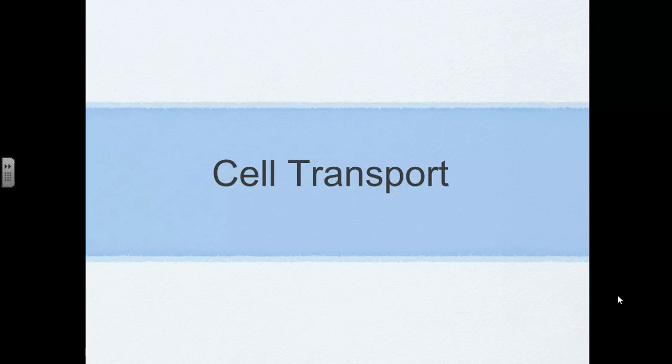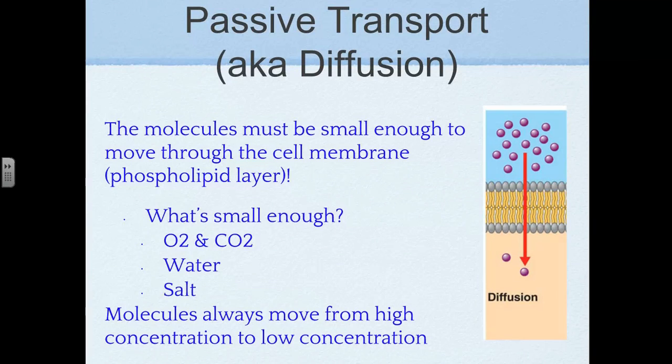Welcome. Today we're going to talk about ways that cells transport materials into and outside of the cell itself. So the first kind of transport that's used is called passive transport. Passive transport is also referred to as diffusion. Diffusion is the process where molecules move on their own and there's no added effort put forward by the cell.